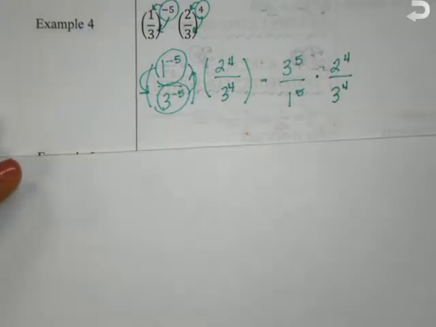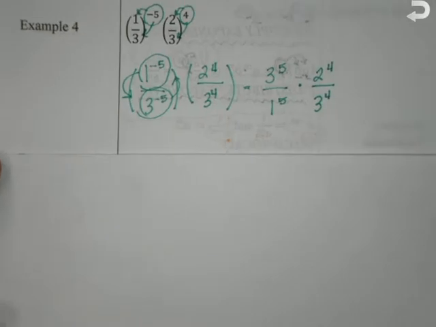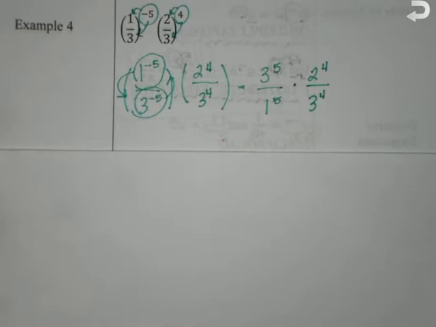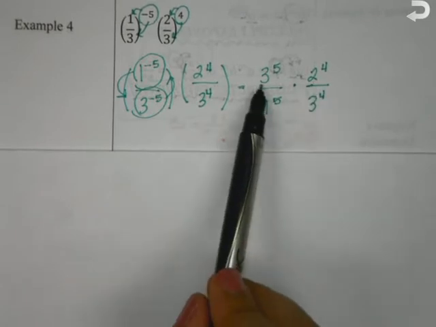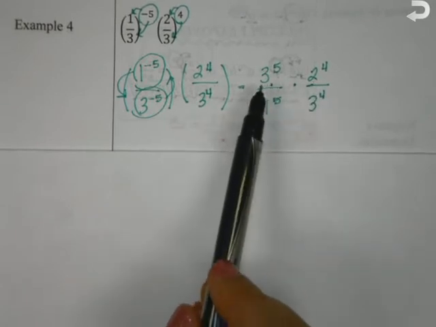Am I simplified though? What do you guys think? How many sets of 2 do I have? 2 only shows up once. How many times does 3 show up? Twice. So we can simplify a little bit more. So this is going to be the same as 3 over 5 divided by 3 over 4.